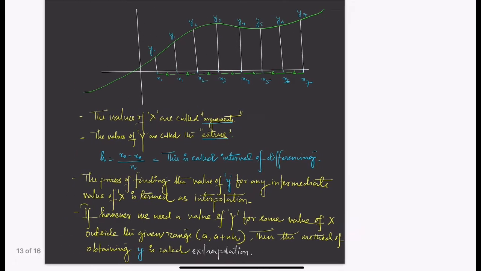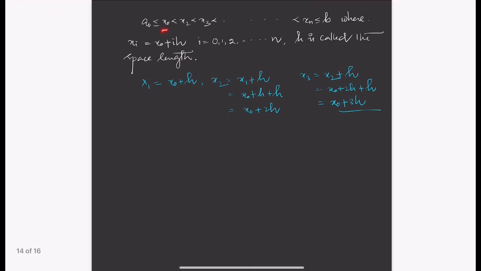So now you can see here x0, x1, okay? I forgot to write x1 here, so x1 will be there, then x2, x3 up to xn. So this is b and this is a. What we are doing is xi is nothing but x0 plus ih. How can you say? You can see here x1 is nothing but x0 plus h.